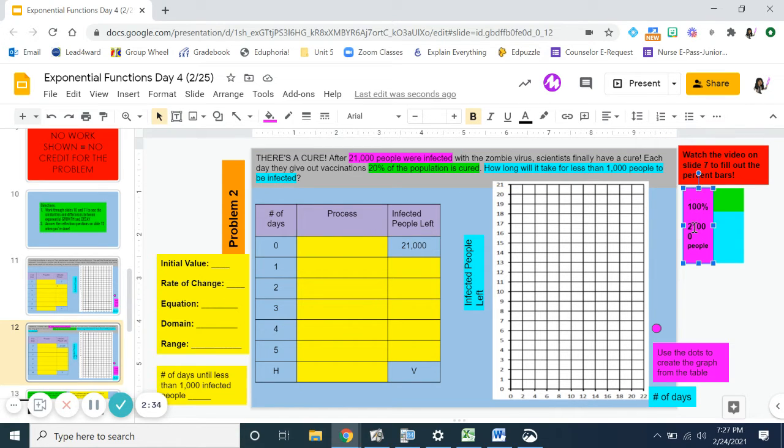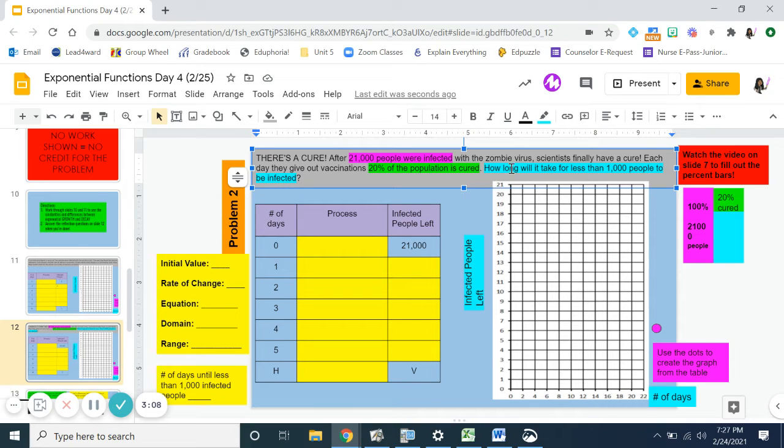So 100%, so look at this purple bar. 100% represents the 21,000 people that were infected total. Okay, so that was our starting point, our initial value. Now 20% of the people of that 21,000 people are actually cured. So that means not everybody is cured yet. So 20%, so notice I highlighted green, so I'm going to put 20% of the people are cured, okay?